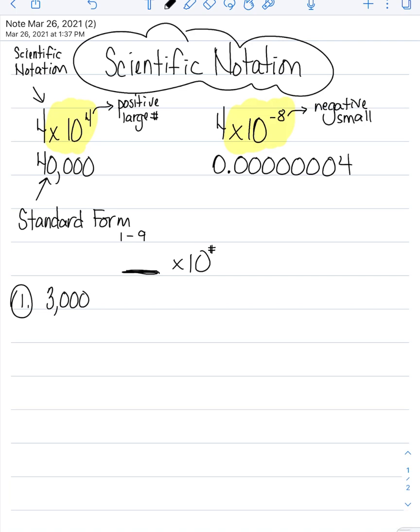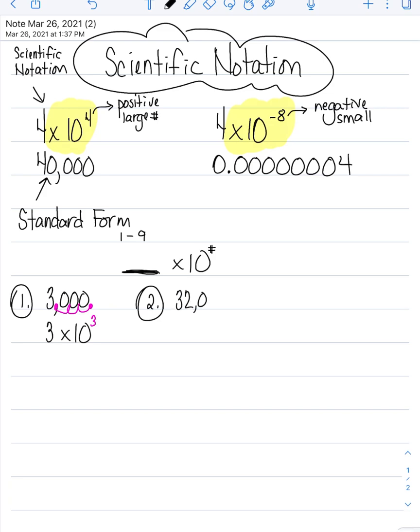My number here would be 3 times 10, and the exponent comes from how many places you move the decimal. Right now, my decimal in 3,000 is at the end of the number, but to rewrite it in scientific notation, I'm moving it here. So that's going to be 1, 2, 3 jumps. So 3,000 in scientific notation is 3 times 10 to the third power. And since this was a large number, my exponent is positive. So let's practice a few more of these. We're going to write big numbers in scientific notation.